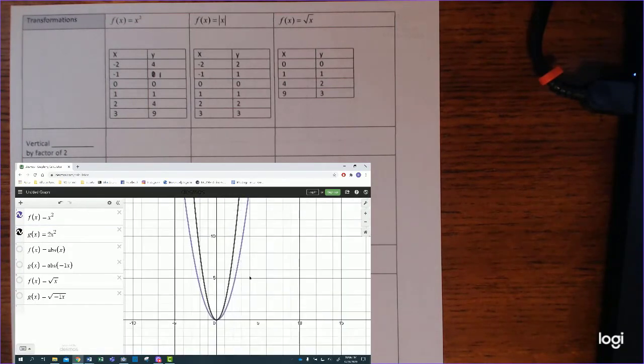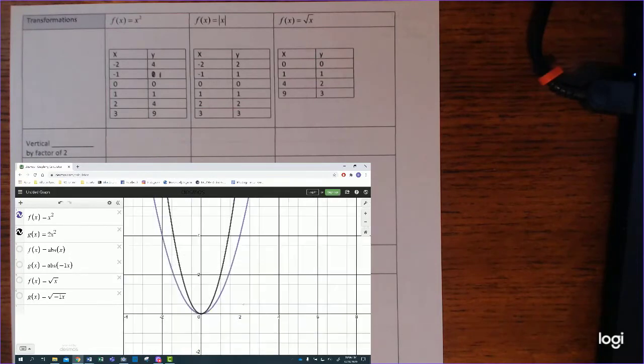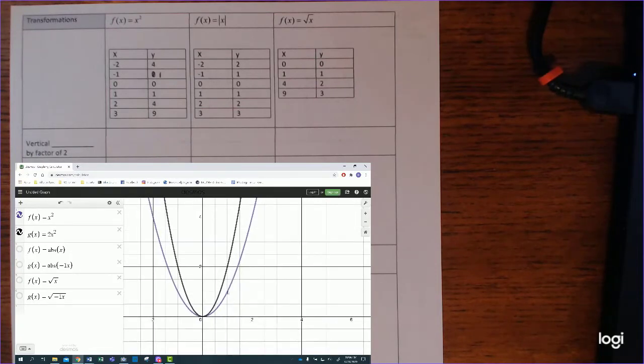And what's happening is, I said outside the function, but I also said you're changing the y. Well, look at the coordinates. Here is (1, 1) right there, and the new function is going to stretch and become (1, 2). So the x coordinate didn't change, but the y coordinate changed by a factor of 2. In other words, 1 times 2 is 2.